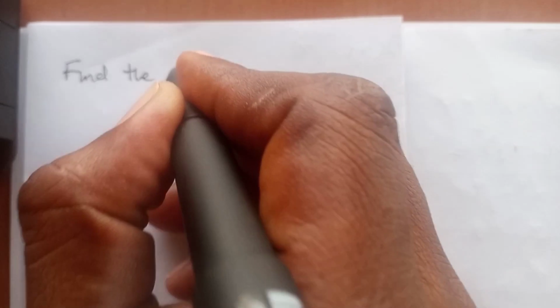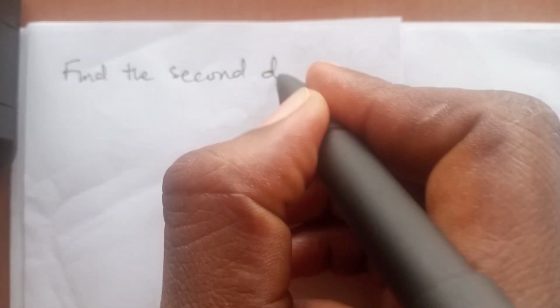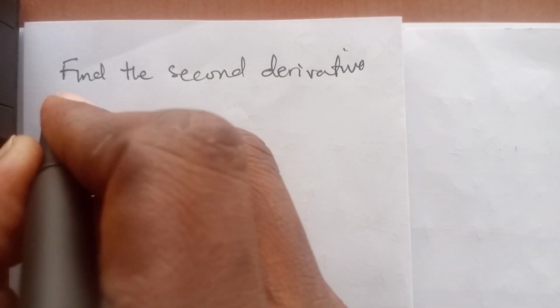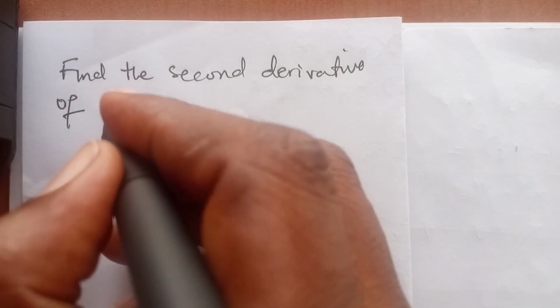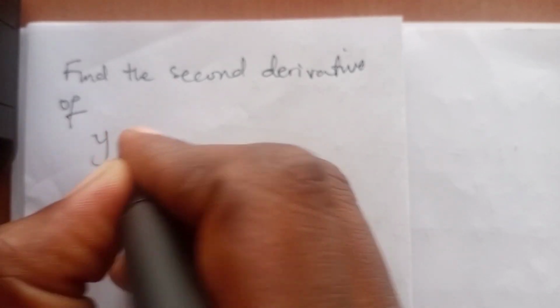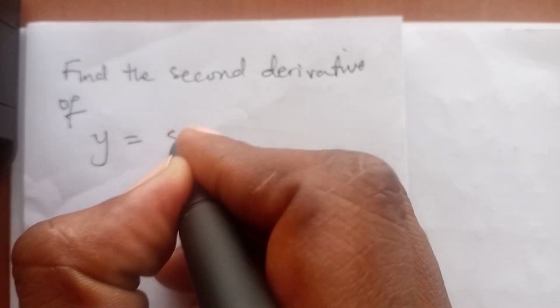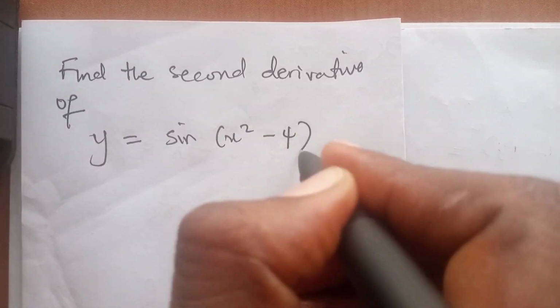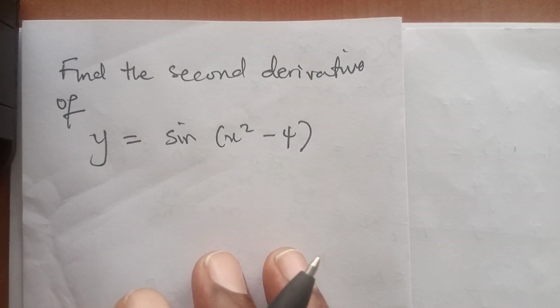Let's solve this math Olympiad question. This math Olympiad question says, find the second derivative of y equals sine open bracket x squared minus 4. So we're asked to find the second derivative, all right?